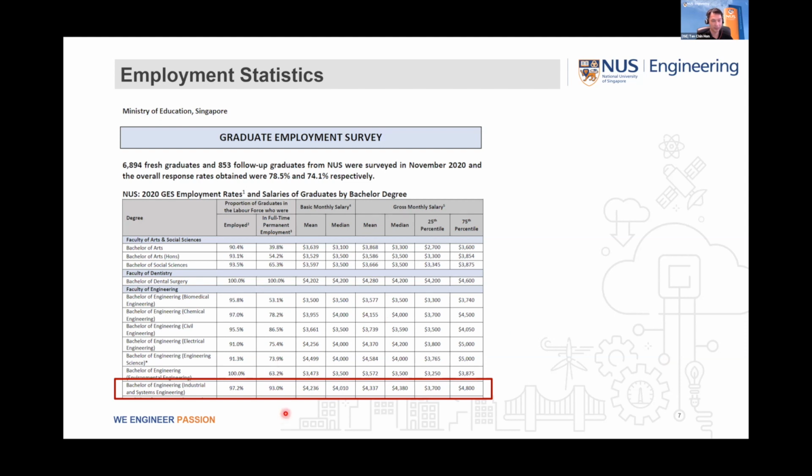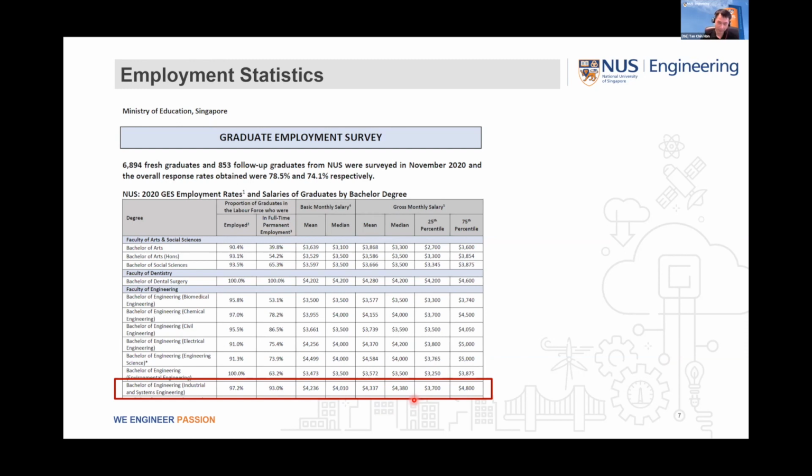If you look at the newspaper these days, they're reporting the full-time employment, and they're also reporting the median salary. In terms of full-time employment, 93% of our students secured full-time employment. And the median salary out of these students who obtained full-time employment was actually 4,380.